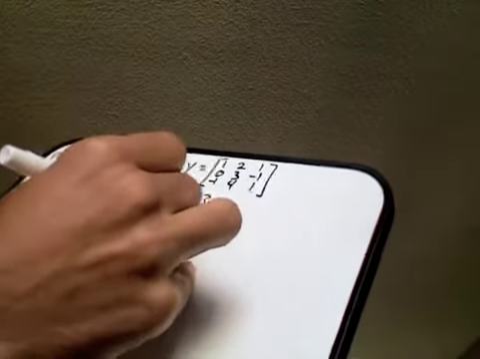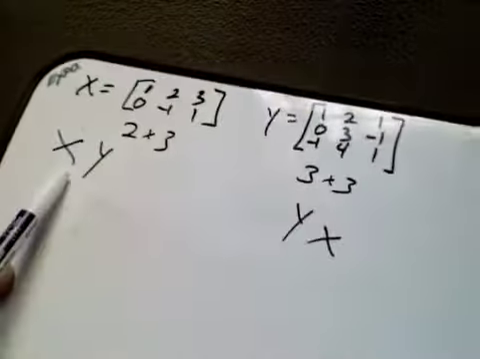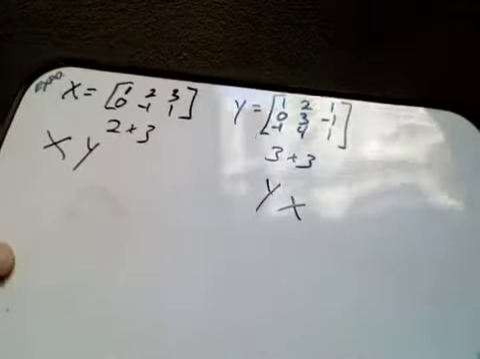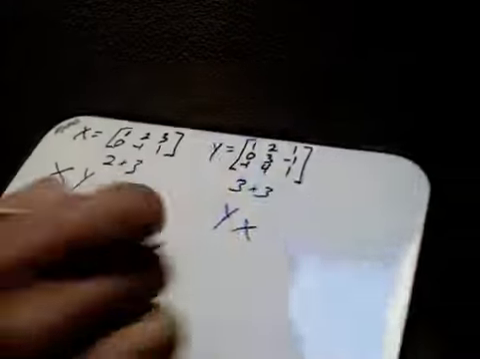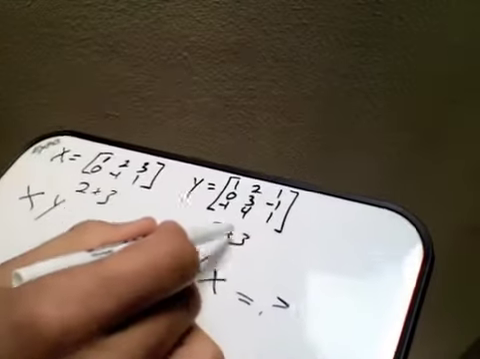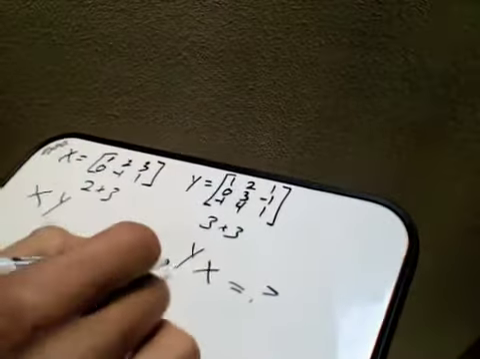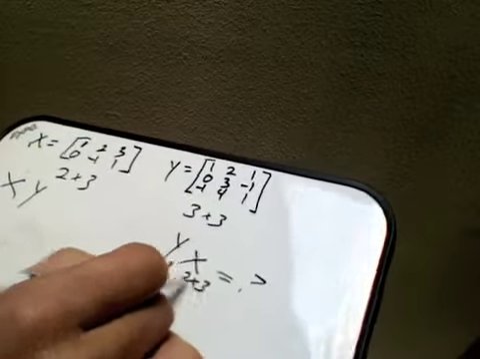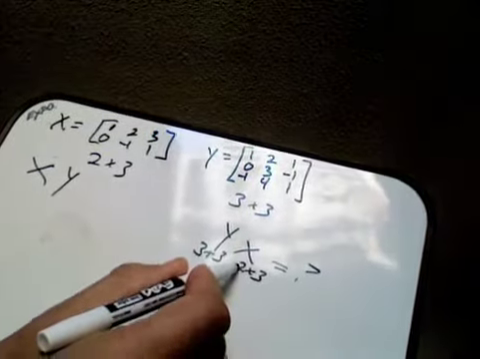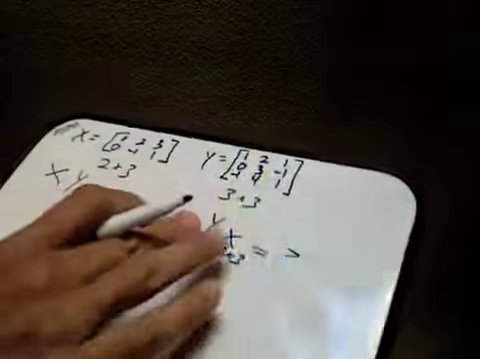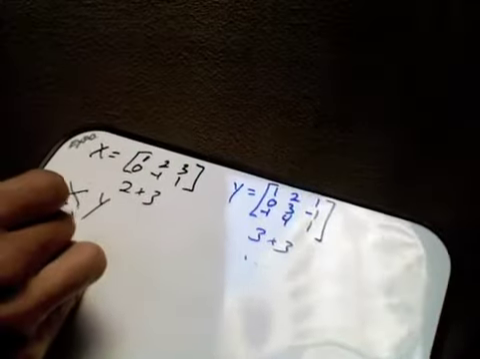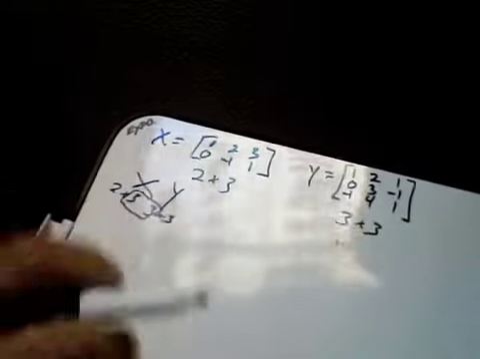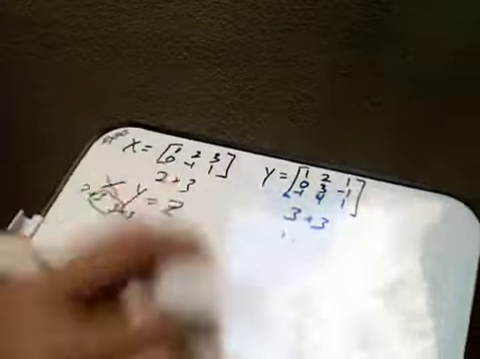Which one of these can I do? Can I do X times Y? Can I do Y times X? One of them I can't do. That's right, Y times X is undefined. Because 3 by 3 times a 2 by 3, the inner numbers aren't going to match. Right? The 3 here doesn't match the 2 here, so that's no good. This is undefined. The X by Y, no problem. I've got a 2 by 3 and a 3 by 3. Those match, and my result is going to be a 2 by 3. Let's call it Z. Okay?